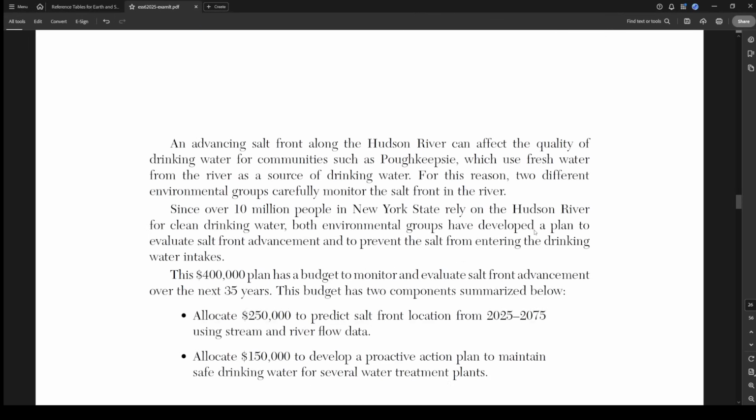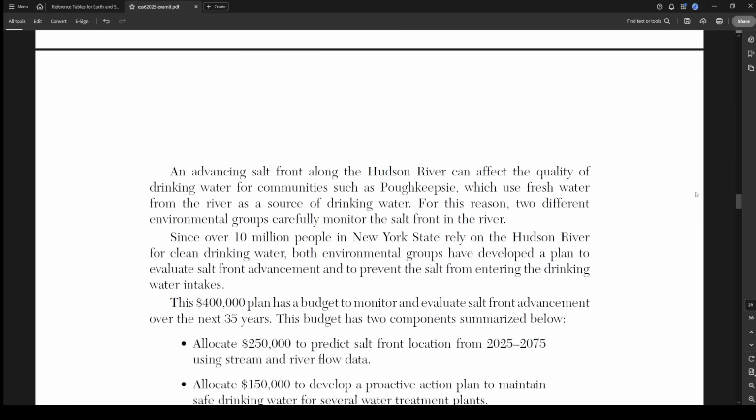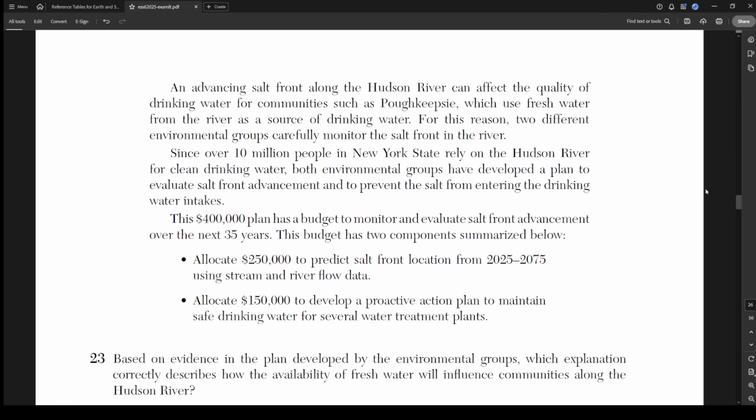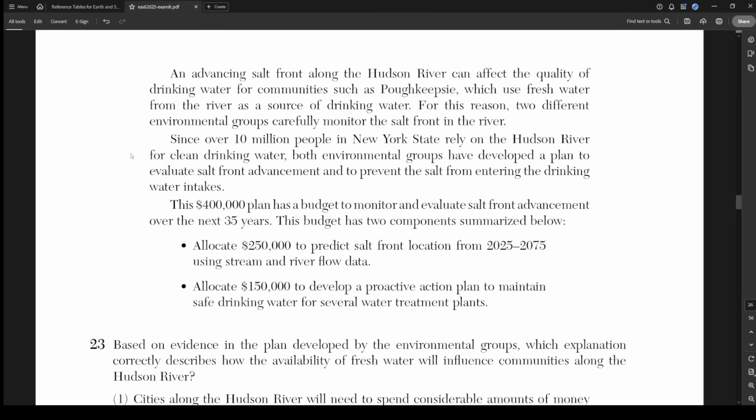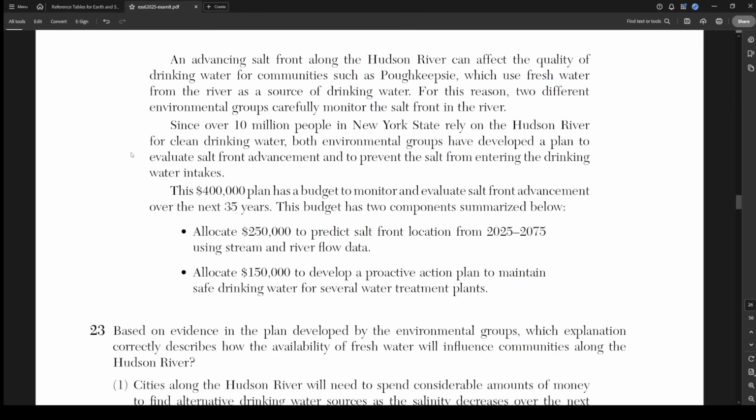An advancing salt front along the Hudson River can affect the quality of drinking water for communities such as Poughkeepsie, which use fresh water from the river as a source of drinking water. For this reason, 2 different environmental groups carefully monitor the salt. Since 10 million people in New York State rely on the Hudson River for clean drinking water, both environmental groups had developed a plan to evaluate the salt front to prevent the salt from entering the drinking water.